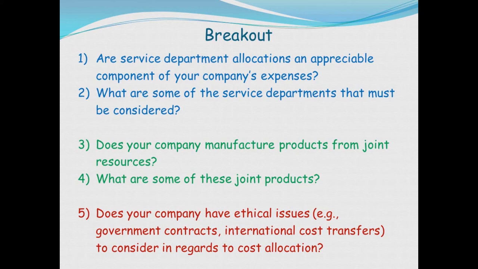Secondly, does your company manufacture joint products in some way? It tends to be process companies, not job companies, that will be this. And what are some of these joint products that you do? And then think about these ethical issues that we talked about briefly, but they're important for some of your companies. Government contracts, international cost transfers, etc. Are these relevant issues for your company? Okay.